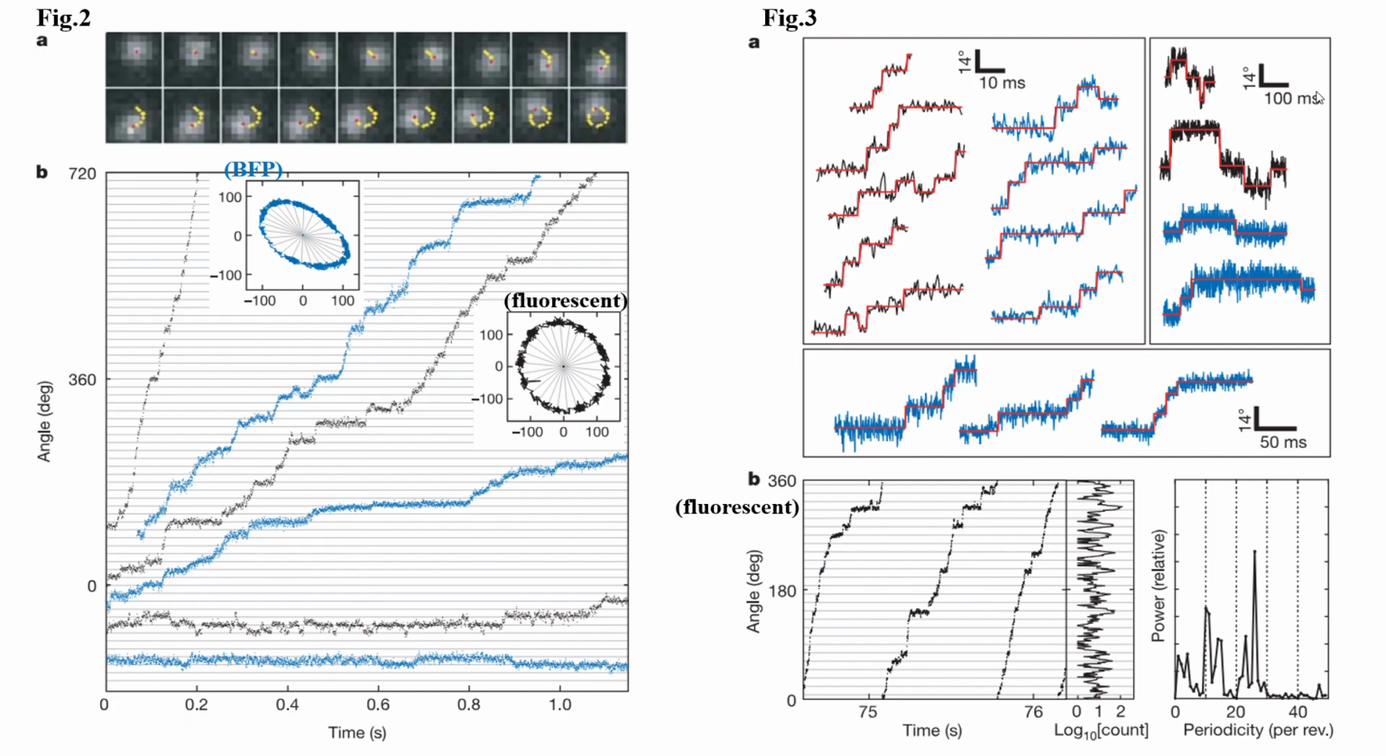Now, figure 3b shows a power spectrum of the fluorescence experiment. We see that the peak of the power is where the 26 periodicities per revolution occurs. The 26 steps per revolution corresponds to about 14 degrees per step. As a result, the two experiments agree in the step size.